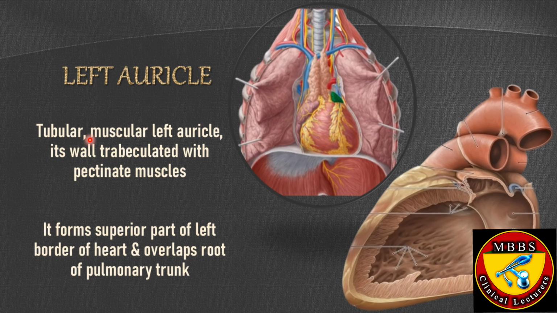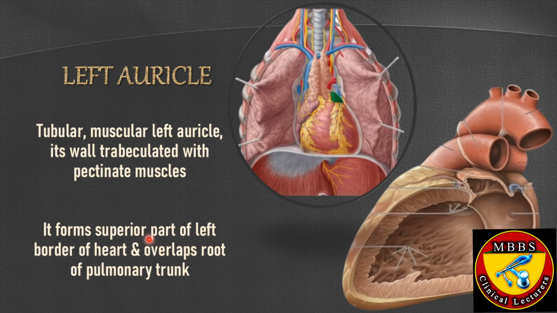Left auricle, tubular muscular left auricle, its wall trabeculated with pectinate muscle. So pectinate muscle is trabeculated on the anterior side and also in the auricle. That is why this is a rough part and this is a smooth part, because there are no trabeculae. So the pectinate muscle is trabeculated over here. So the auricle is also a more rough part of this chamber of the heart.